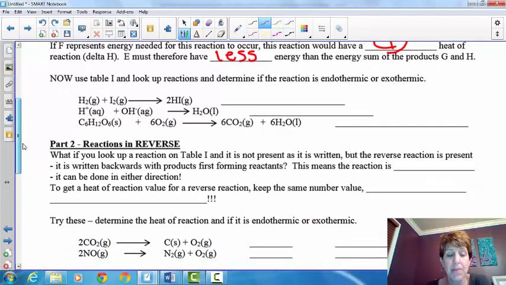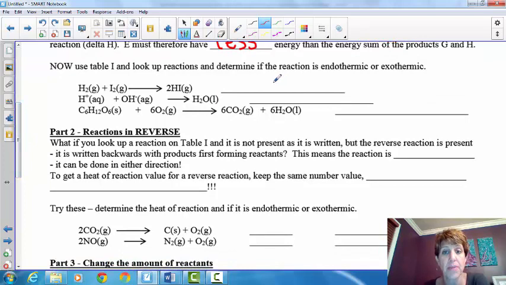All right, now use table I and look up reactions and determine if the reaction is endo or exothermic. So I grabbed table I, and there are all of these equations, and right across from it is delta H in kilojoules. So I'm going to find H2 plus I2. All right, let's see, where are you? It looks like it's way down here, like 3/4 of the way down the paper, and it says that it is positive 53. So if it's positive, this is an endothermic reaction.